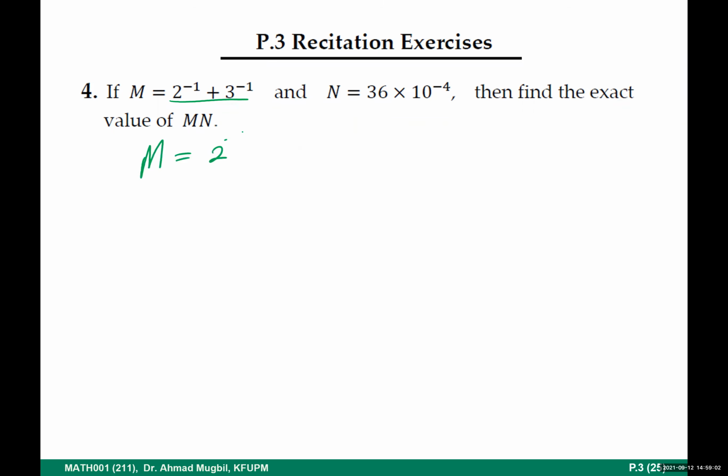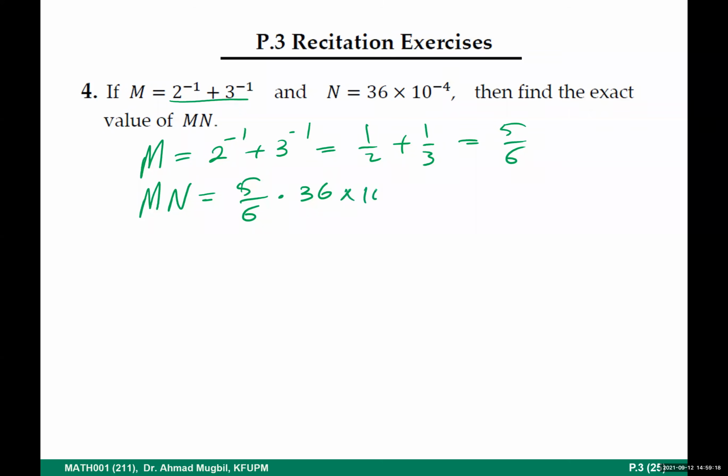So when you do that, it is better, ya shabab, to start with m. What is m? Simplify m. M is a half plus a third. It is 5/6. This is m. Now m times n will be 5/6 multiplied by 36 times 10 to the power -4. And 36/6 will be 6. It is 5 times 6 times 10 to the power. Let me write it here because we need the space.